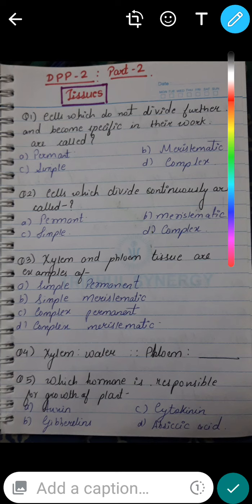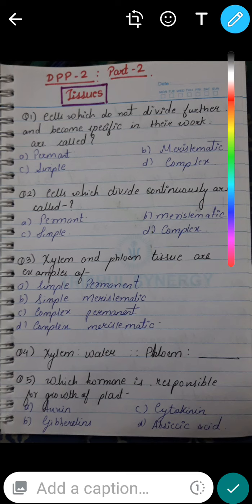This is DPP2 part 2. First DPP I have already uploaded, so you can refer to it from there. So we'll start the topic tissues from Homi Bhabha book class 6. So let's start. First question.